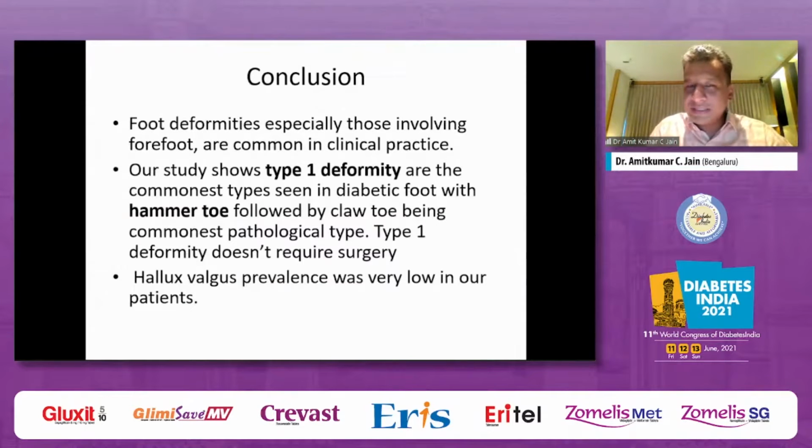Ladies and gentlemen, this simple study shows that foot deformities are common, but they are in the forefoot, and type 1 are the deformities we are seeing in our clinical practice, where hammer toe is the commonest and claw toe is the second commonest. We believe that you should not operate on these, since there is neuropathy and no pain and no ulcer, and they should be given diabetic footwear or splints to manage them. Hallux valgus prevalence, unlike in the West, was extremely low in our patients.